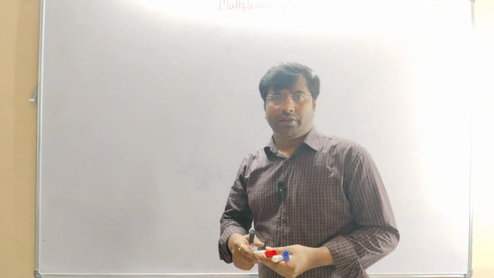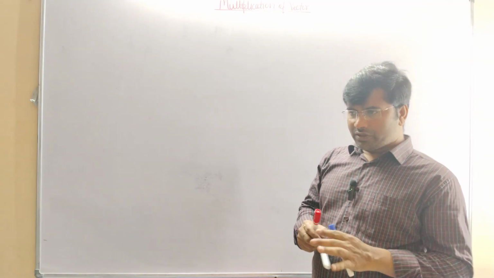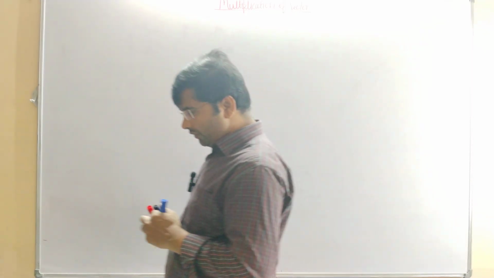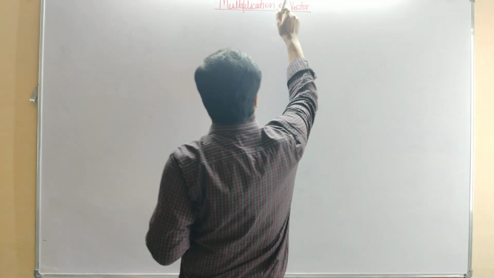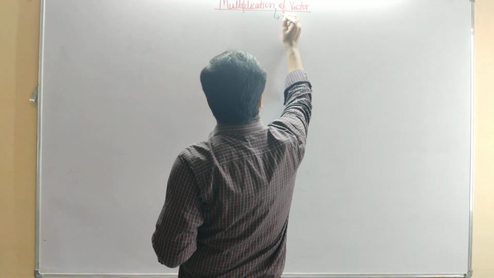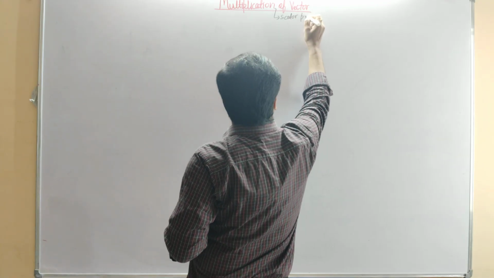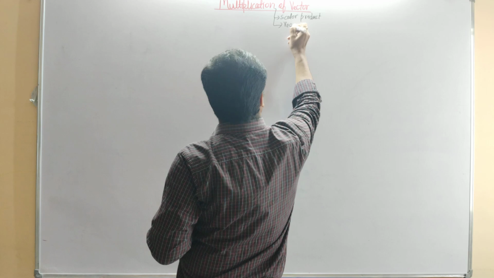Hello everyone. In this lecture, we are going to cover multiplication of vectors. Multiplication of vectors will be of two types: scalar and vector. There are two types of multiplication: first, the scalar product, and second, the vector product.